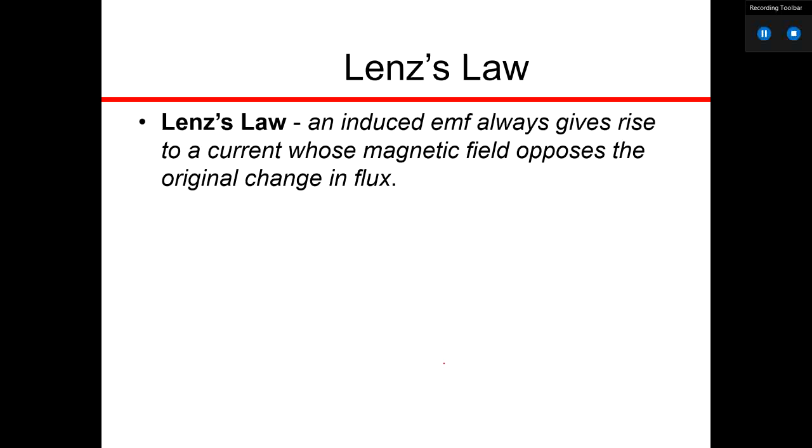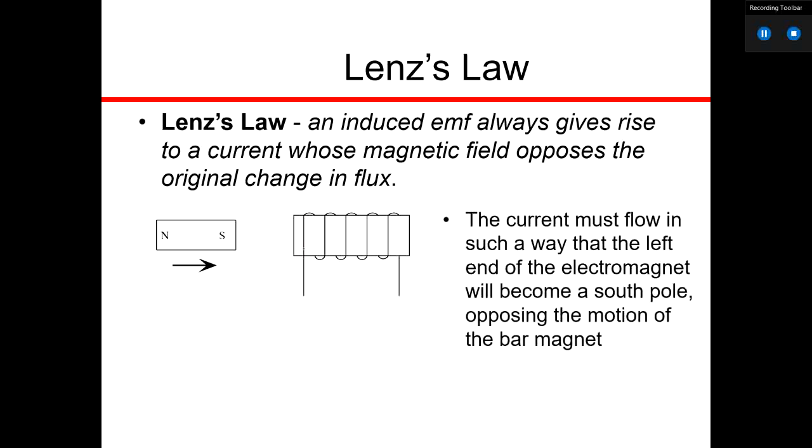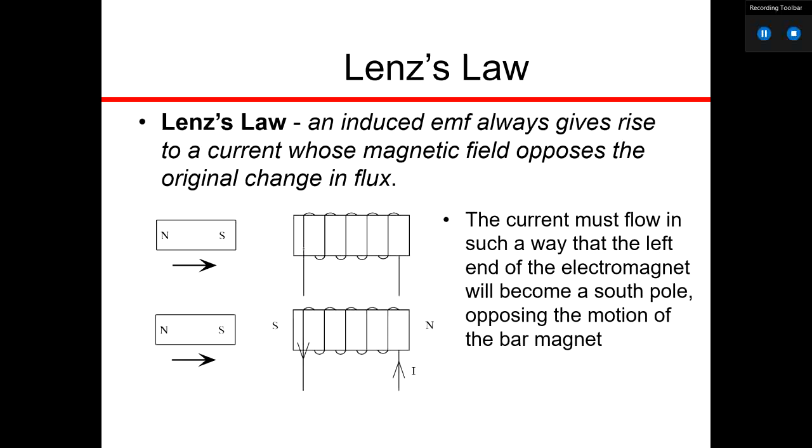Lenz's law says that an induced EMF always gives rise to a current whose magnetic field opposes the original change in flux. That's where that negative comes in again. What this means is, if we take a magnet, let's say we want to generate a current in this wire, and we pass it through to the right with the south end facing toward the coil, the current is going to flow in such a way that it creates a magnetic field that opposes the magnet going through. This is how we can figure out the direction of current.